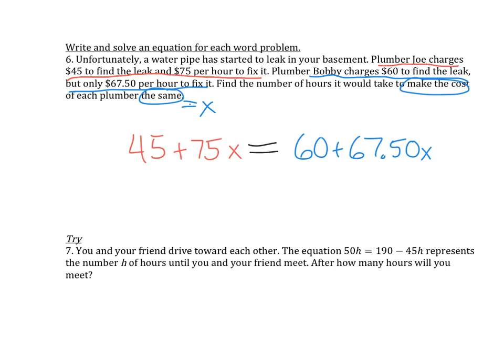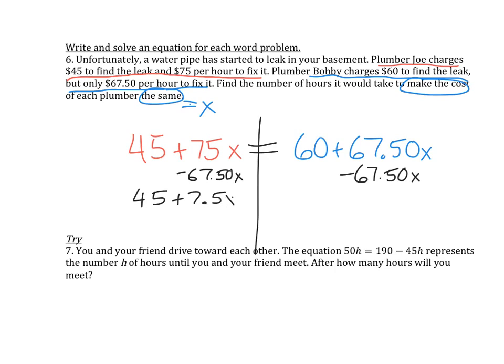We have variables on both sides of the equal sign, and I want to bring them to the same side. So I'm going to subtract my 67.50x. Then I have my 75 minus 67.50, and that is 7.50. So I have 45 up front plus 7.5x equals 60. And these are gone now.